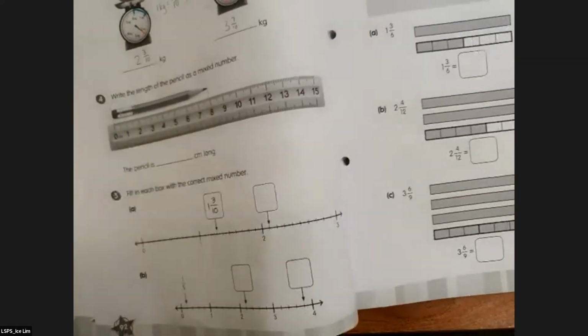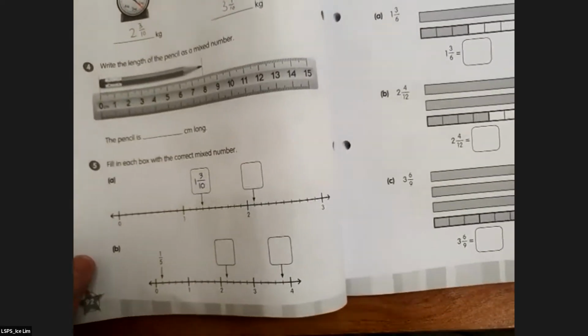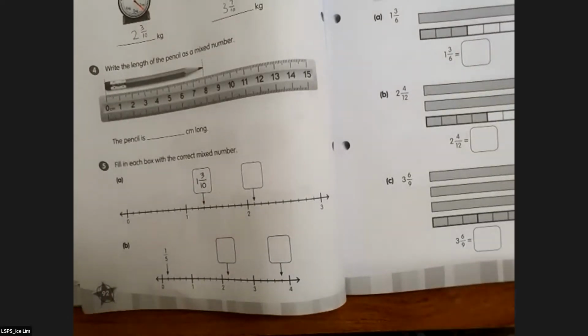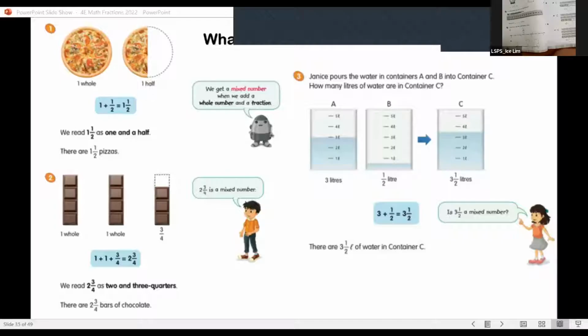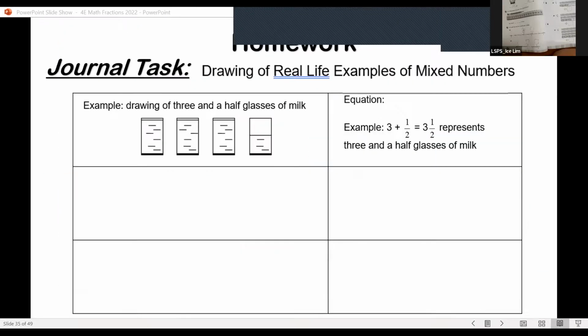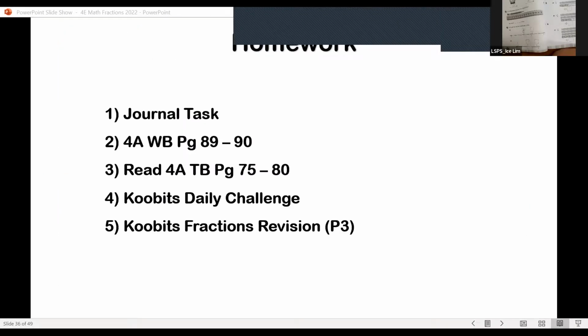Are we clear with our task for today? 89 to 92. Is that right? Now, the last question I have for you before recess. Now, so far we are looking at all these mixed numbers. Last question I have for you is this.